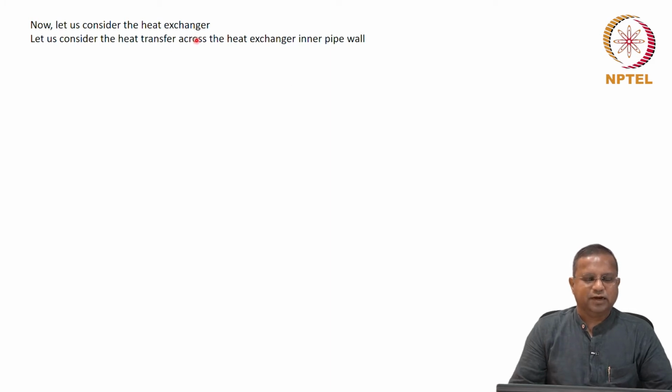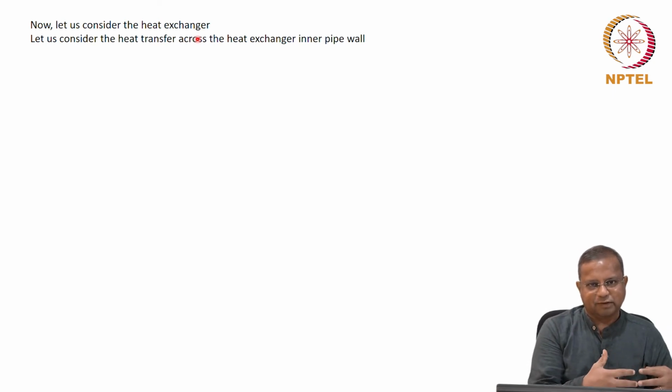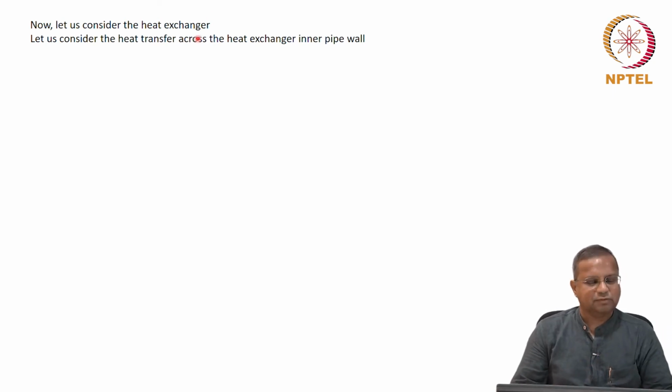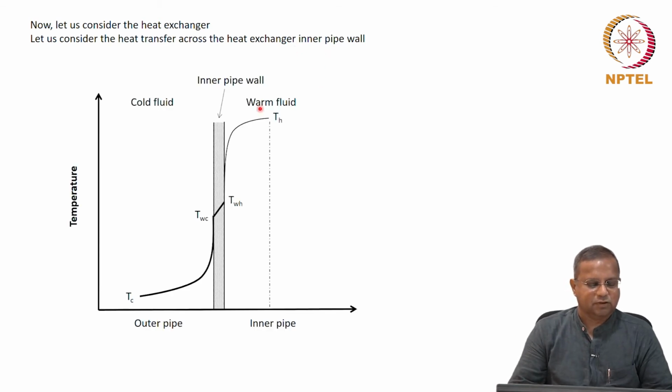Let us consider the heat exchanger now. We are going back to the heat exchanger after giving you some basic aspects of how things are done. Let us consider the heat transfer across the heat exchanger inner pipe wall, which is where the relevant heat transfer takes place. I have represented the inner pipe wall here. The warm fluid is flowing here and the cold fluid is flowing here. This is the outer pipe, this is the inner pipe.